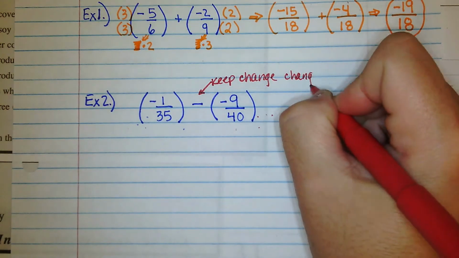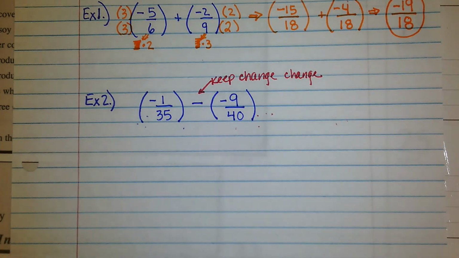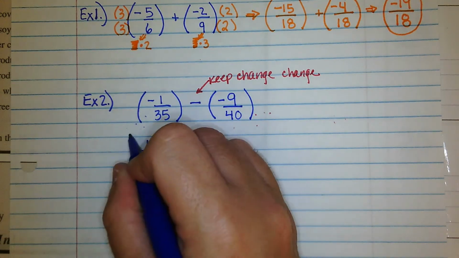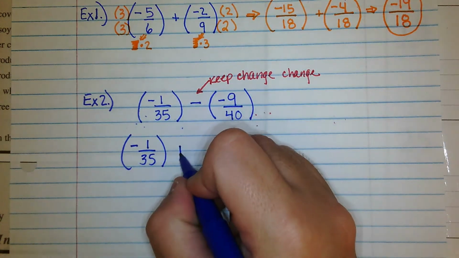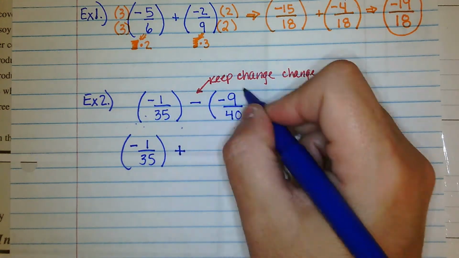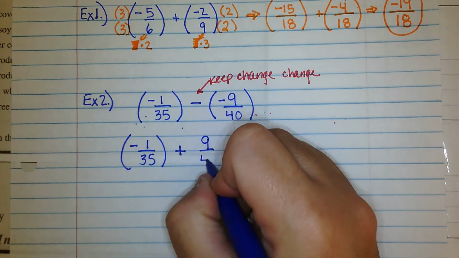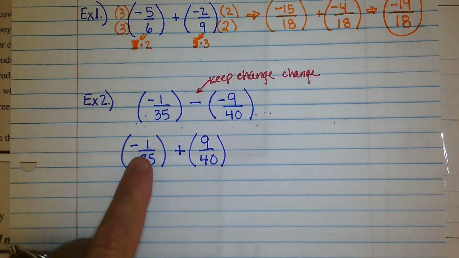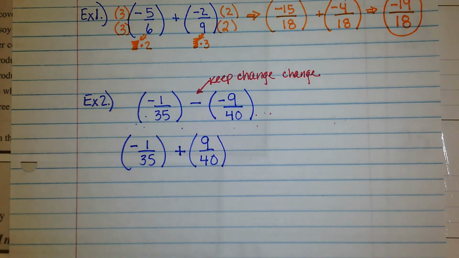So before we dig into the denominators, we're going to rewrite this using the keep change method. So I'm going to have -1 over 35. That's my keep. I'm going to change this minus to a plus sign. And I'm going to change this -9/40 to a +9/40. Now that we have an addition sign, now we can do our common denominator.